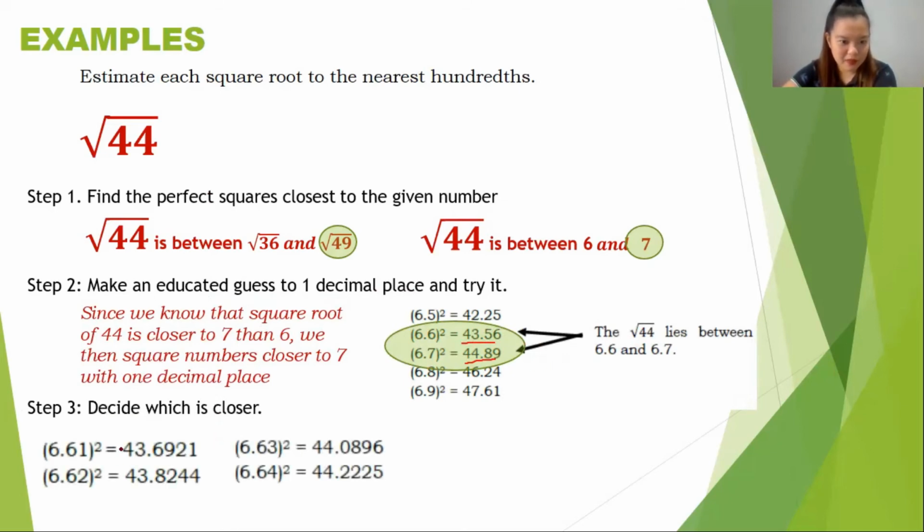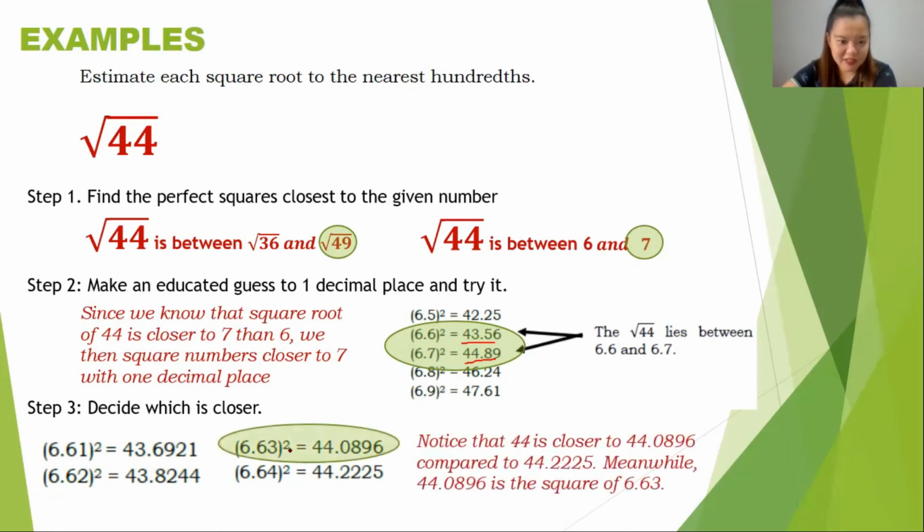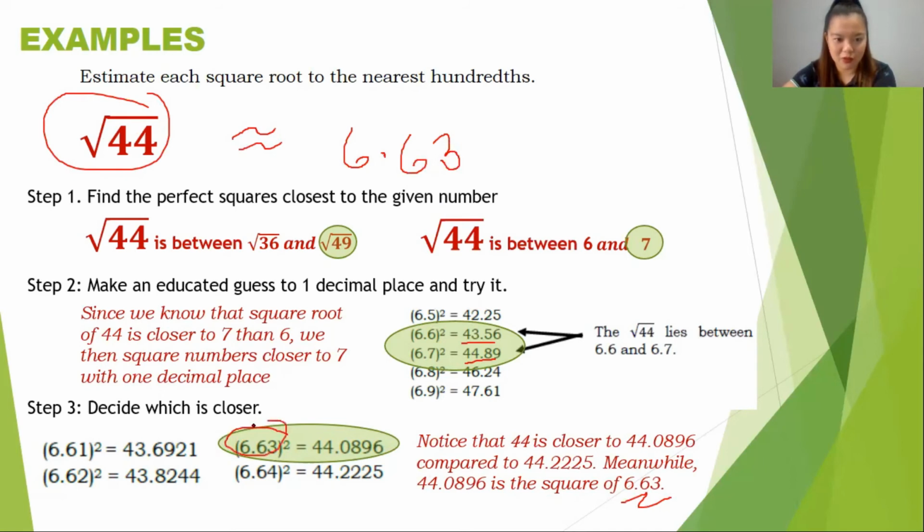Okay, so pag nag-square na tayo ng mga numbers na malapit sa ganyang number, then yung 44.0896 ang pinakamalapit na sagot. Therefore, the square root of 44 is equivalent to 6.63. Dito ko na kinuha.